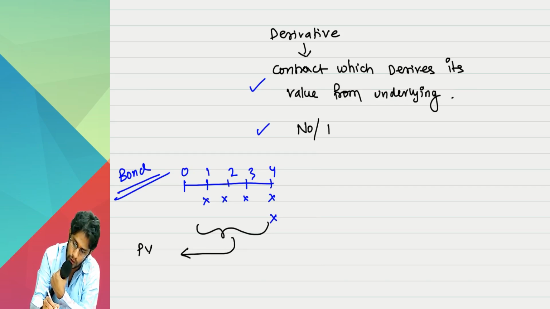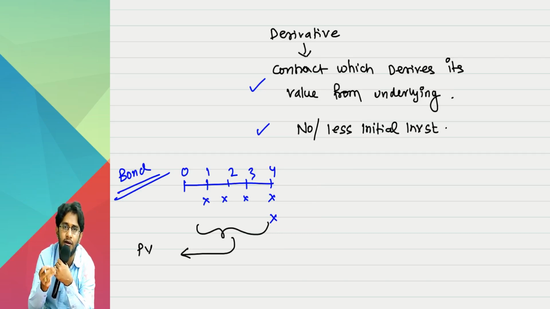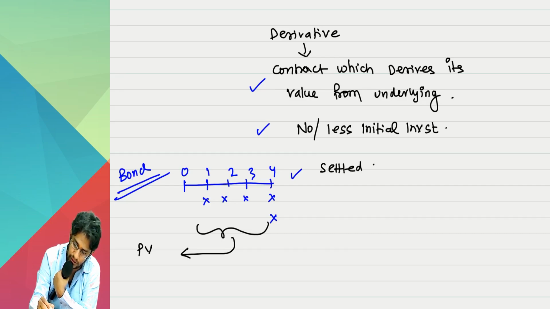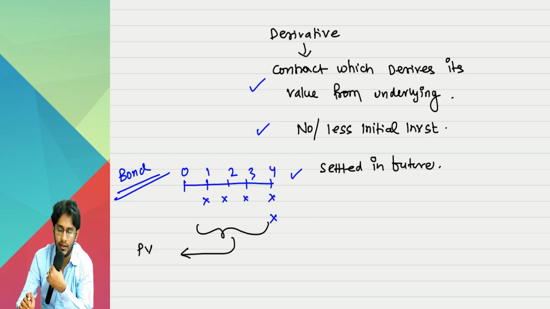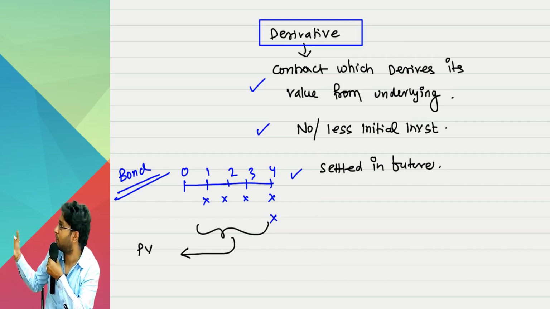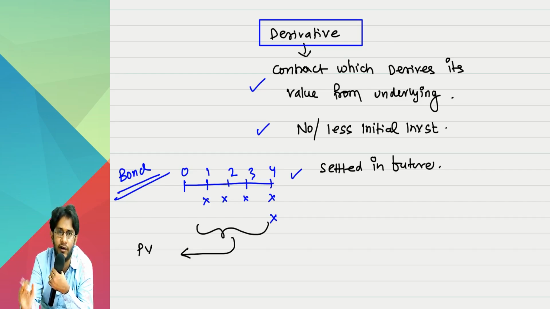And these derivatives usually will have no or less initial investment. Sometimes zero investment, sometimes investment amount will be there, but that will be very, very small compared to the overall value of the contract. And derivatives are always settled in future. These 3 points are the definition of Ind AS 32 and 109 for derivative contract. That's all. And later on they directly proceed on explaining how to do accounting for derivatives, which we will see at length while we do Ind AS 109.